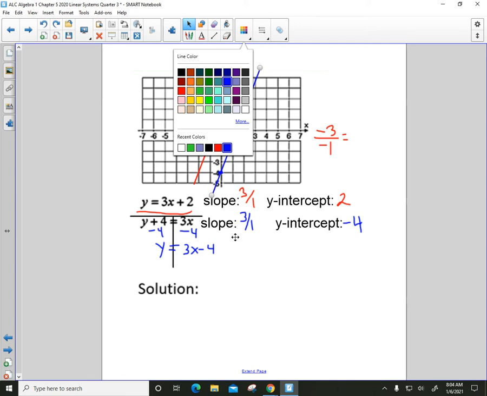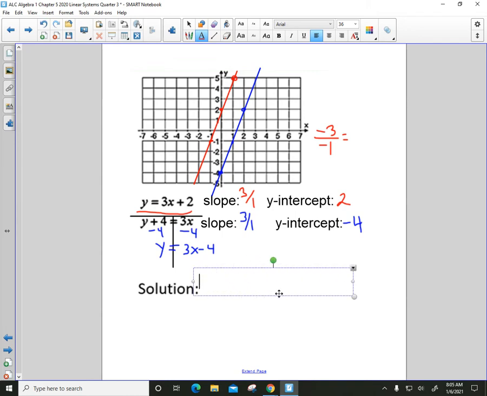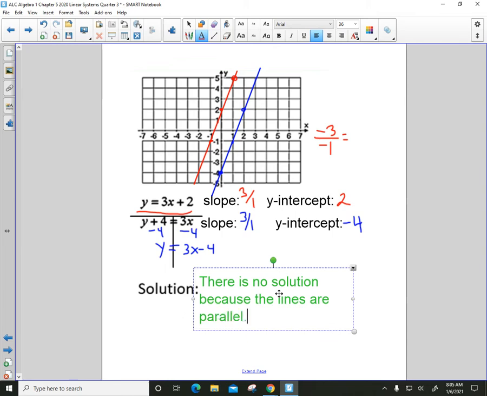So if you take a look now, when you're trying to find the solution of two or more graphed lines, what are you looking for? That's right, you're looking for the spot where the lines cross. Do these lines cross? The answer is no, they don't. So when you're looking for solutions, you say there is no solution because the lines are, remember the word for lines that don't cross? That's right, parallel. So this is one of the ways it could turn out. It could turn out that there's no solution because the lines are parallel.